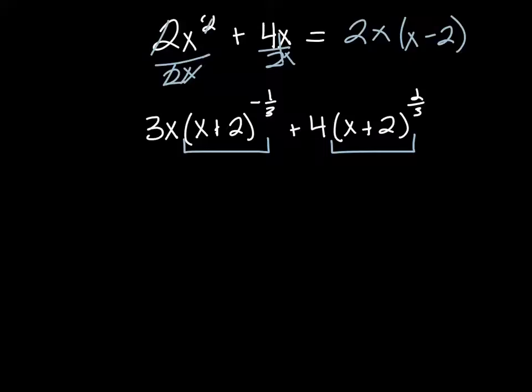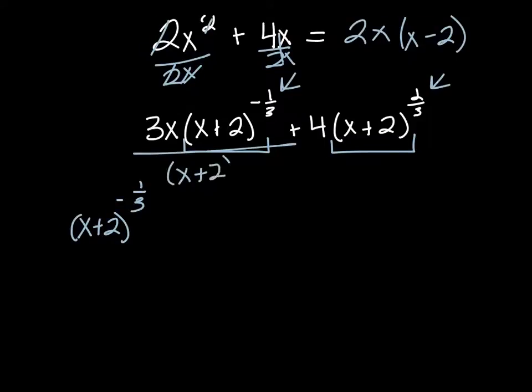Well, in common, they have an x plus 2, and I'm going to take the smaller of the exponents. Well, the smaller exponent is negative 1/3. So I'm going to divide out an x plus 2 raised to the negative 1/3. Divide x plus 2 raised to the negative 1/3. I like to use brackets next just so I can see because there's so many parentheses going on.